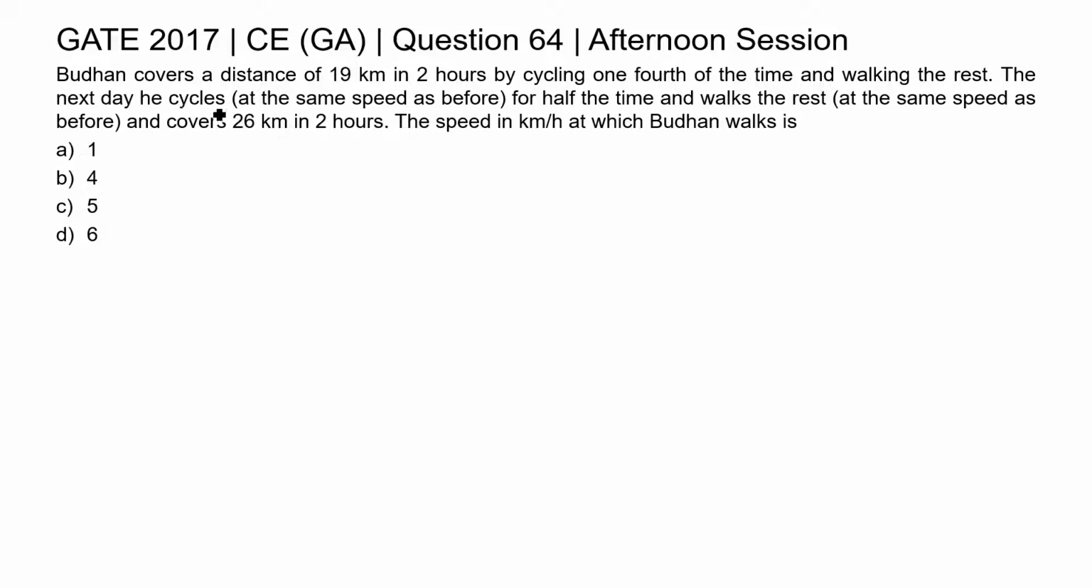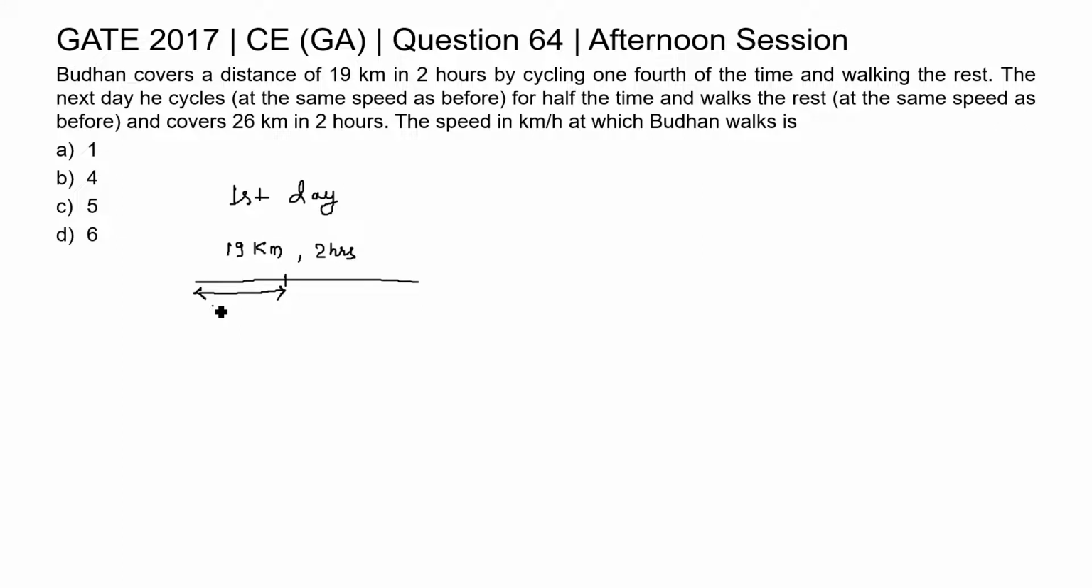So here in this question it is saying that Buddhan covers a distance of 19 km in 2 hours. So for the first day, he covers 19 km in 2 hours by cycling 1/4 of the time. 1/4 of the time of 2 hours means 2 by 4, that is 0.5 hours. So suppose this is 0.5 hours which is covered by cycling.